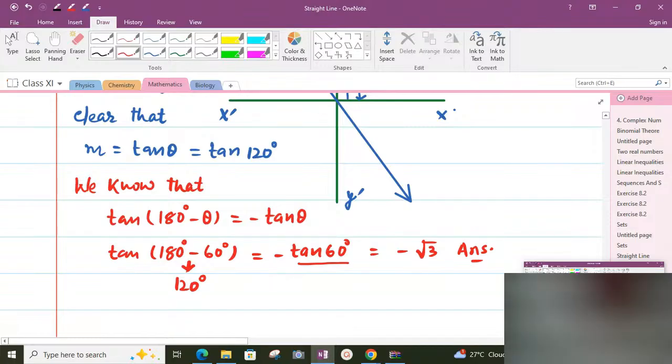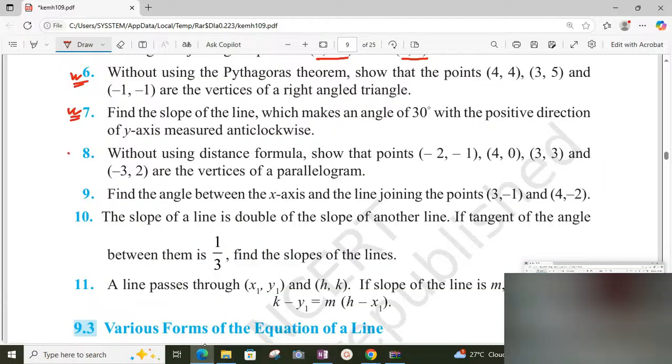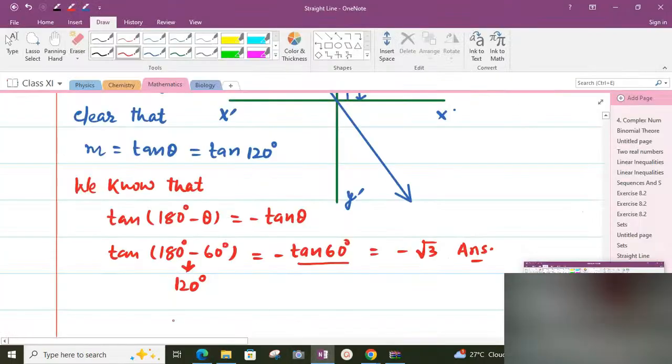Hope there is no problem to understand the solution of this question. Let's see the next question. This is question number 8. Without using distance formula, show that the points (-2, -1), (4, 0), (3, 3), and (-3, 2) are the vertices of a parallelogram. If we have an idea about the property of the parallelogram, then we have no problem to prove this. We know that opposite sides of a parallelogram are equal and parallel. So let's see.